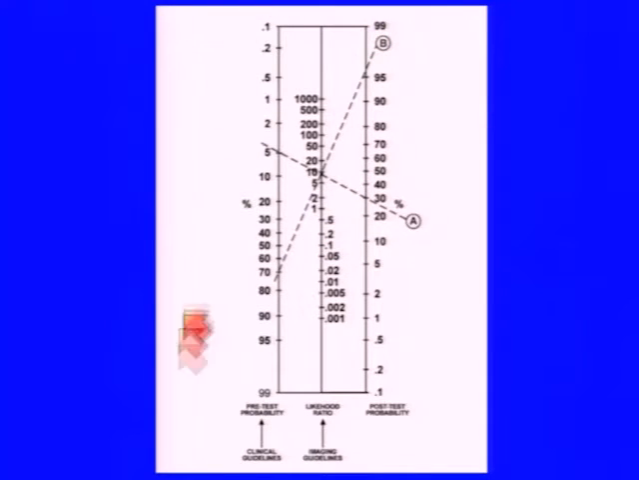So this is the nomogram, which basically summarizes Bayes' theorem. We have these in our department. It's helpful when we have clinical questions, and this is the information that we get from the test.